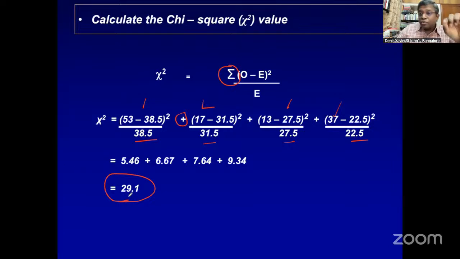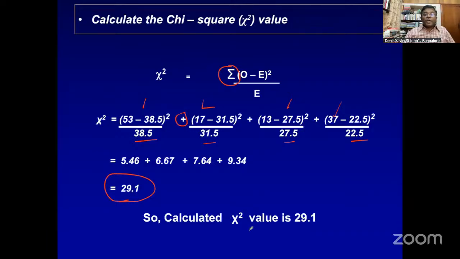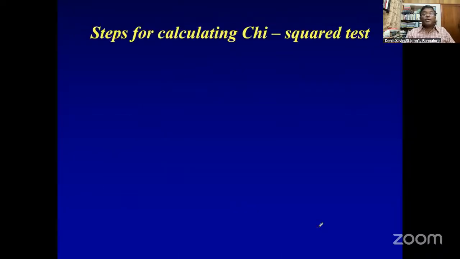And this number you write in your journal article. You have to show this number, your chi-squared, either in your table or in your text. So how did the number come? This is how it came. So the calculated chi-square is 29.1. The question is, is this statistically significant?